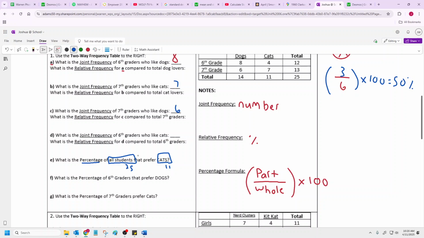So here we go. We found our population of all students is 25. The total cat lovers is 11. So I'm not going to do this work for you anymore. I'm just going to set it up. And then you're going to have this. So go ahead and, I think this is the one that comes out exact, if I'm not mistaken. And now we are back to F.